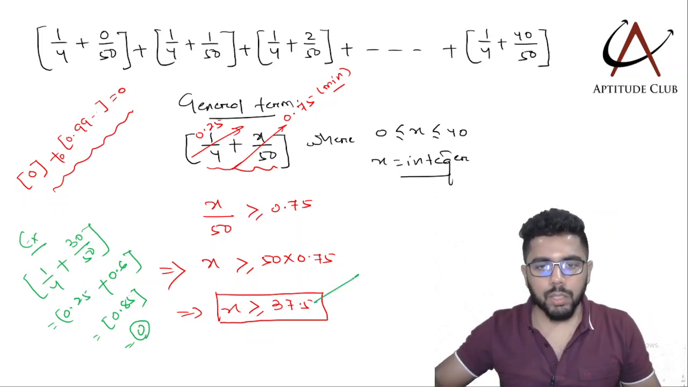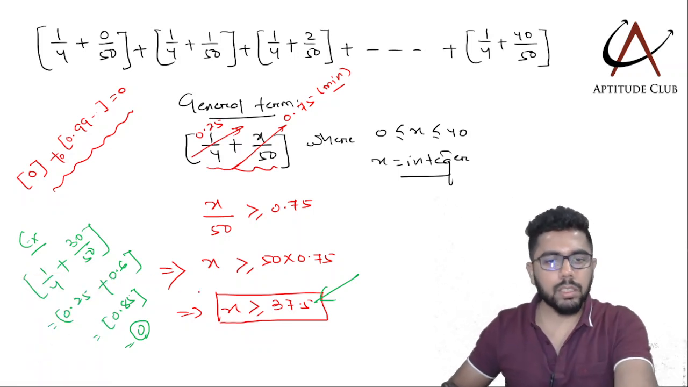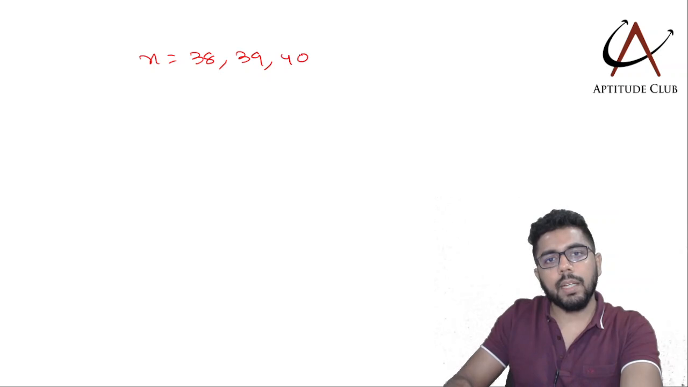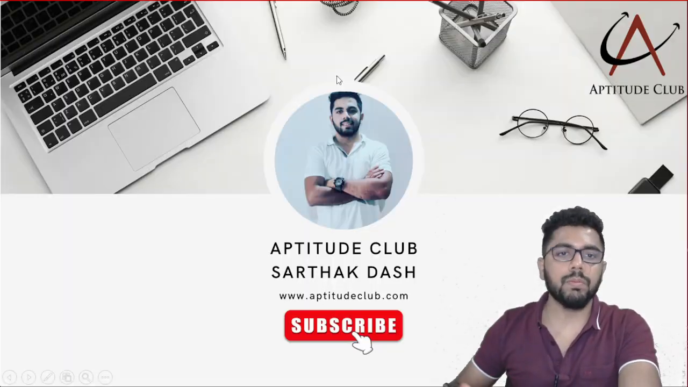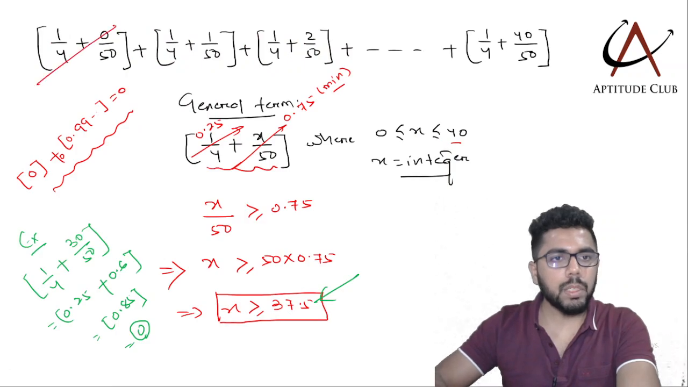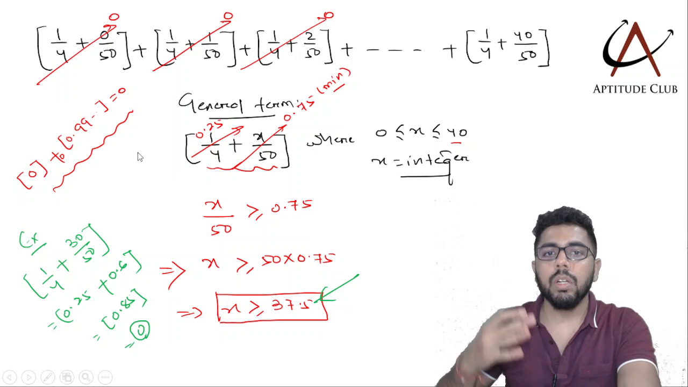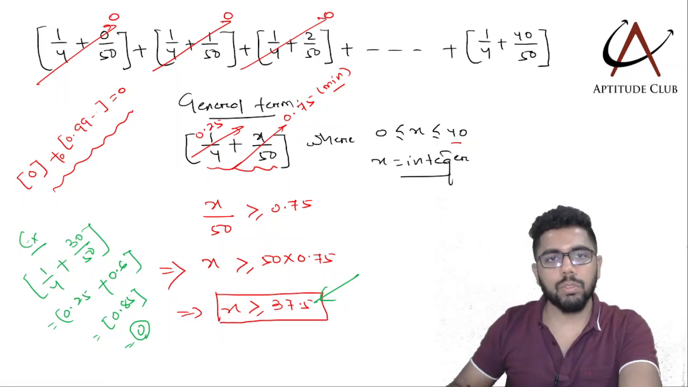So I'll start getting values for x greater than 37.5. So x greater than 37.5 and the cap is 40, and x is an integer. So there are three possible values of x: 38, 39, and 40. That means the rest of the terms will give you 0. This term's value is 0, this term is also 0, this term is also 0, till 37. 38, 39, and 40 are going to give you the value.